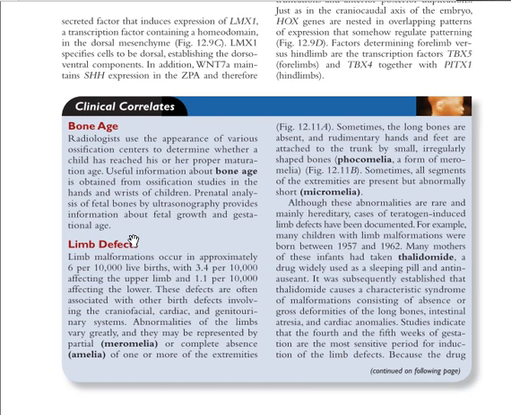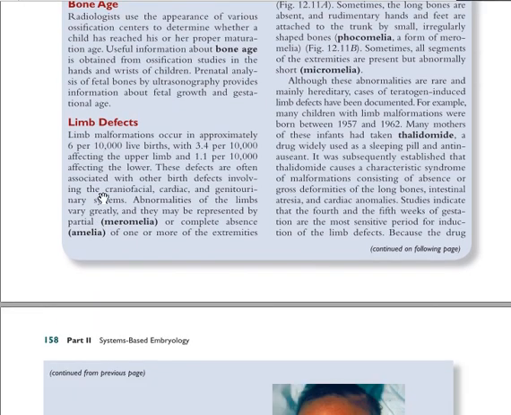So that is where you have bone age. Bone age is very important. You can use the hand and the wrist or you can use the foot and all that, in different patients. Now the limb defects. You have also another clinical correlation, which is limb defect.